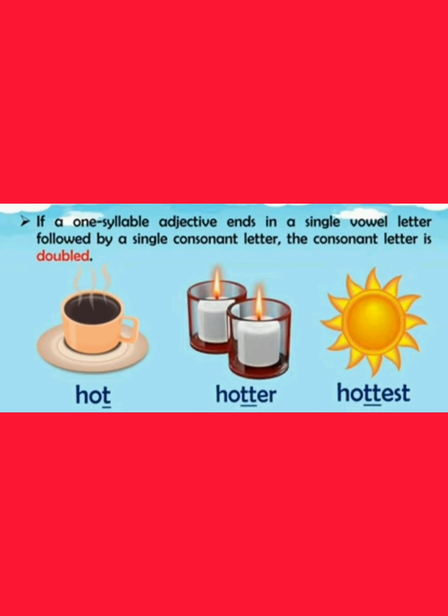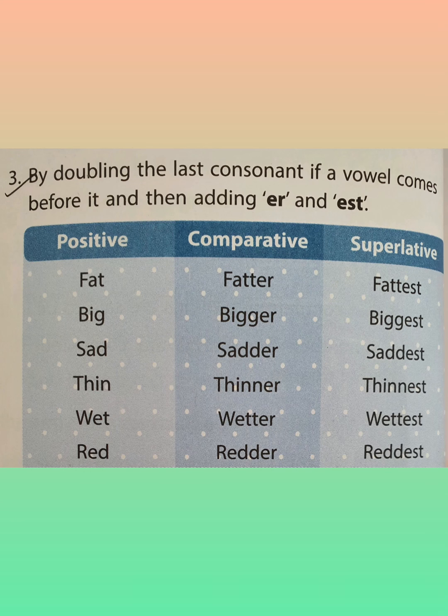Rule number 3, if a one-syllable adjective ends in a single vowel letter followed by a single consonant letter, the consonant letter is doubled. For example, hot, hotter, hottest. Fat, fatter, fattest. Big, bigger, biggest, and so on.